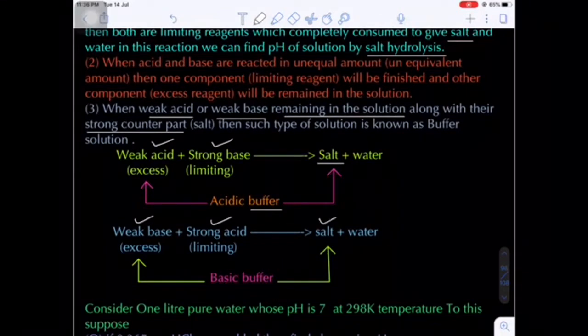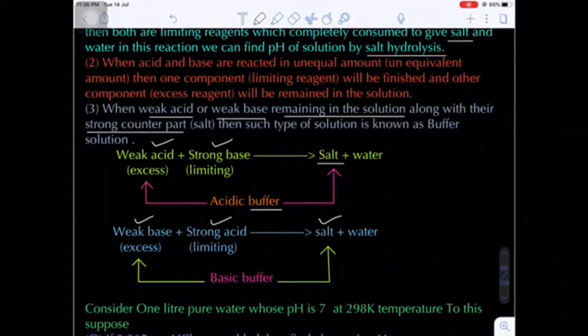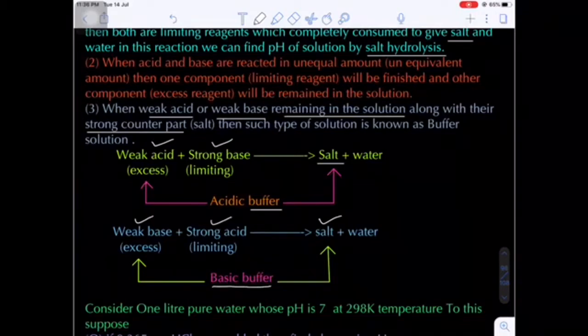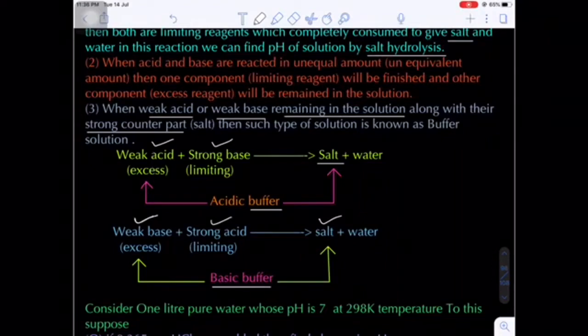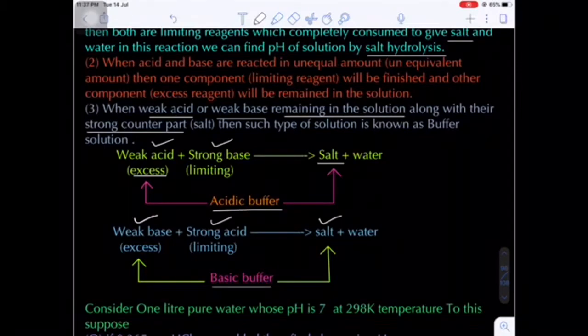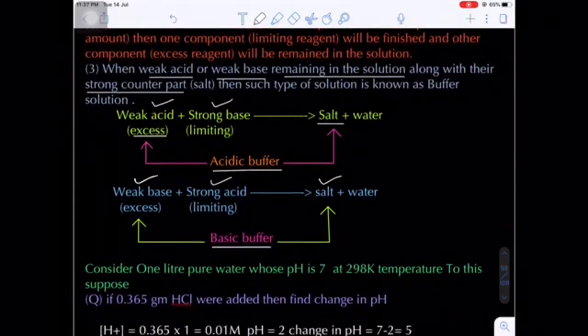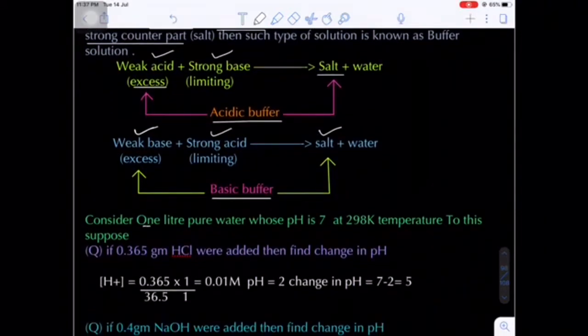Similarly, suppose we have one weak base treated with a strong acid. Again we have salt plus water. In this reaction, the weak base is in excess and the strong acid is the limiting reagent. That means the strong acid is completely consumed and the weak base will be left along with its salt. Such a mixture is again a buffer. Here the weak base is in excess, that's why it is called a basic buffer. If the weak acid is in excess along with its salt with a strong base, that is an acidic buffer. If the weak base is in excess along with its salt with a strong acid, such a mixture is called a basic buffer. Are you getting my point?